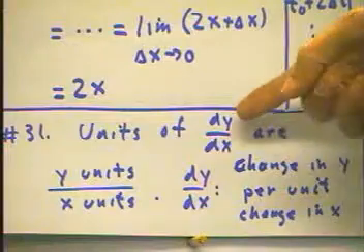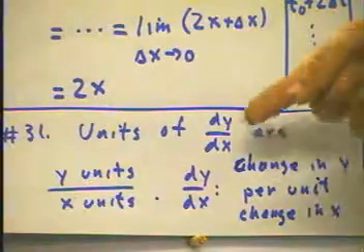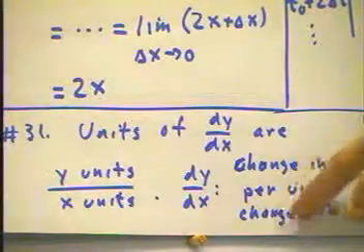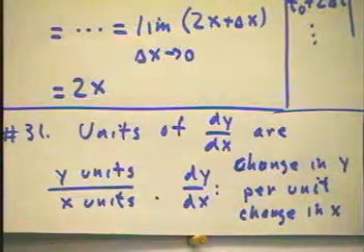For example, if y is in meters of depth and x is time in seconds, then we get the number of meters of depth change per unit of time, which is seconds. Depth change per time, centimeters per second.